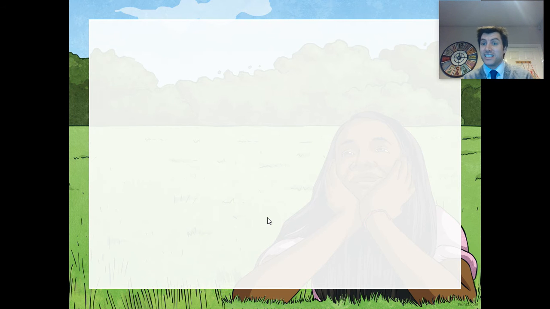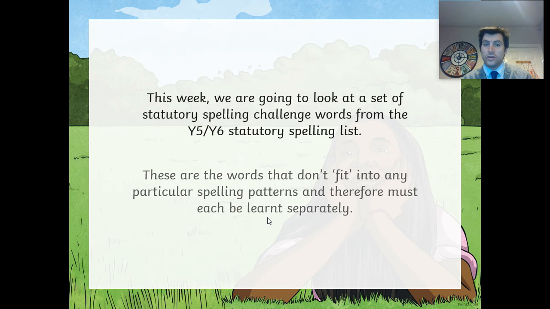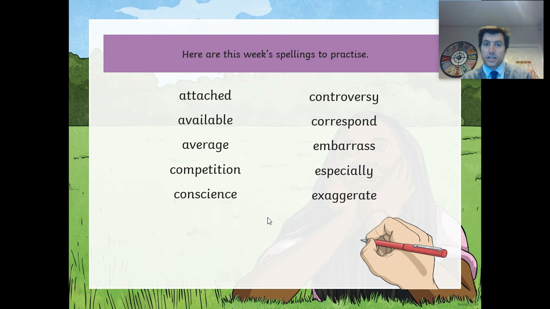Today, then, we're thinking about some of these statutory rules, and the best way I thought I could do this was just to really show you what these words mean and talk a little bit about them. So we've got attached, available, average, competition, conscience, controversy, correspond, embarrass, especially, and exaggerate. So attached is when something's joined together. It's a synonym for joined together.